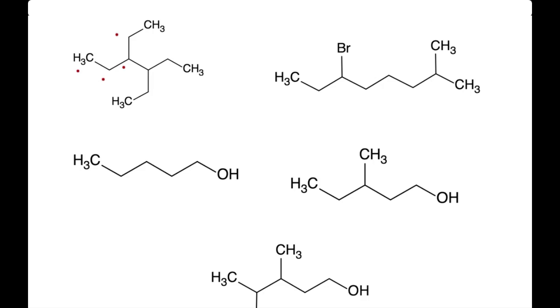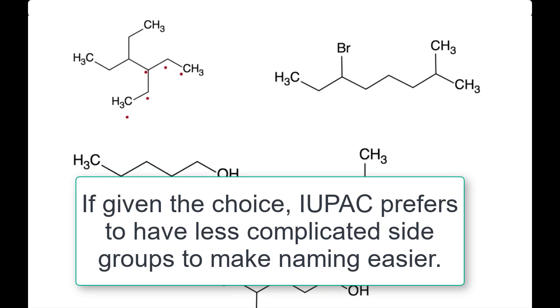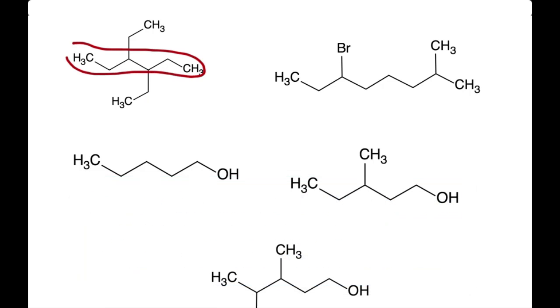1, 2, 3, 4, 5. 1, 2, 3, 4, 5, 6. And 1, 2, 3, 4, 5. So we have two that have a 6-carbon chain. Now we have to figure out which produces the least complicated set of substituents. To do that, I'm going to circle this original main chain.